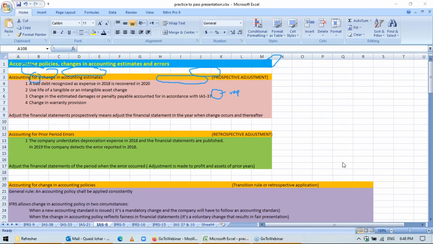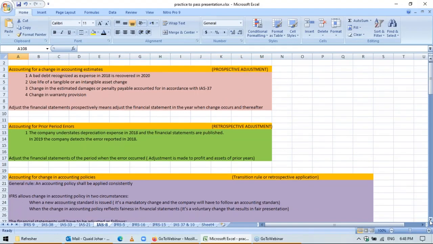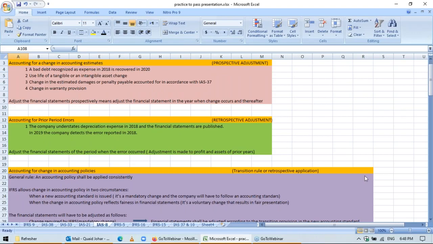IAS 8 covers 3 things. I'm giving a briefing about IAS 8 first. It covers 3 things, which you can see over here in light maroon, green and purple, right? In light maroon, you will be seeing accounting for a change in accounting estimates.